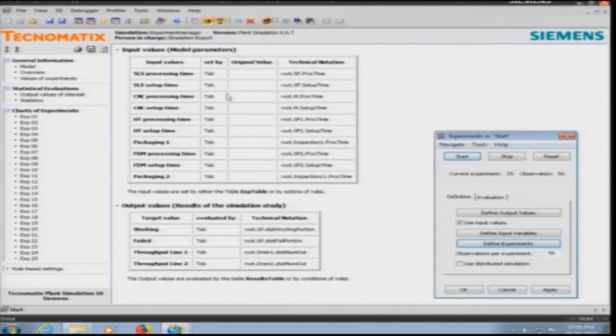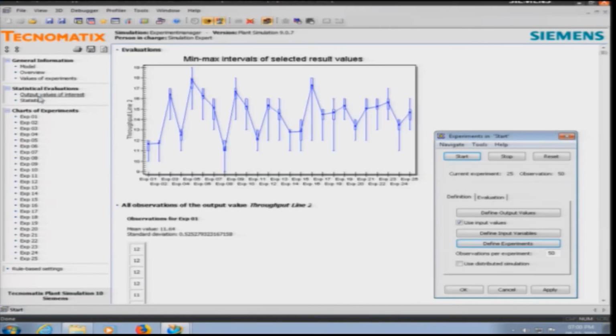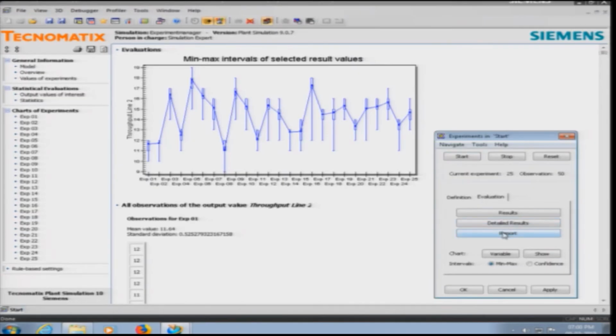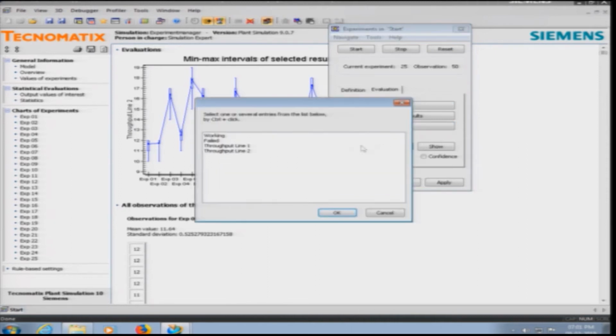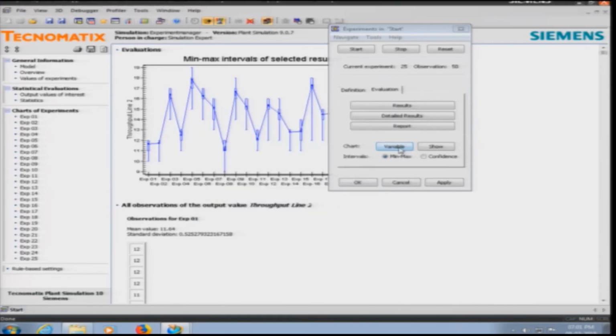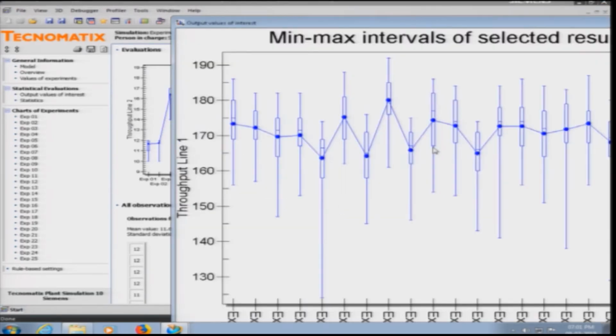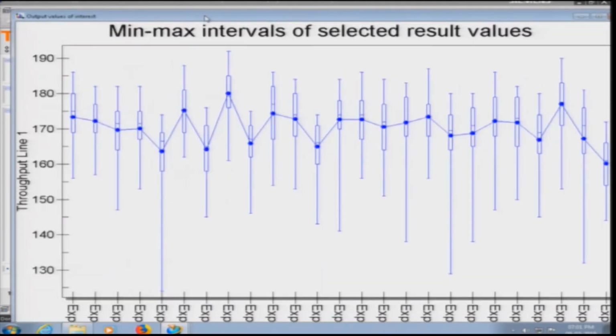These are the values for the experiments. So the output values of interest, you can see this is the output for line 2, throughput line 2 output. So let us first show you the output for line 1. So in this window you can see we can publish the results. What variable do we need to produce? Let us say throughput line 1 first, throughput line 1, okay, and report is show. Throughput line 1 is like this.